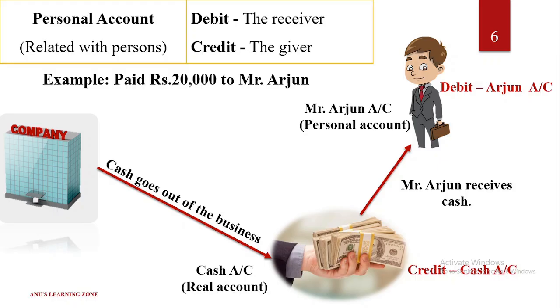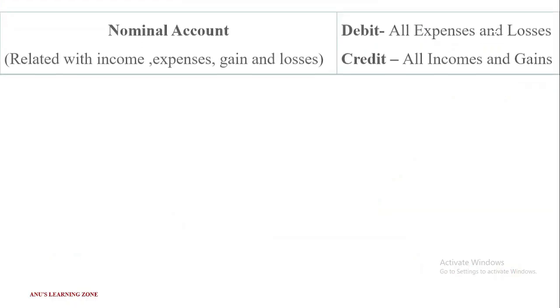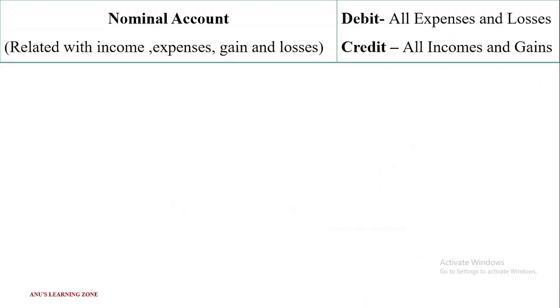Okay. Moving on to the third account, that is the nominal account, which deals with the income, expense, gains and losses of a business. So the rule related to this is: debit all expenses and losses and credit all incomes and gains. So let us explain with the help of an example.